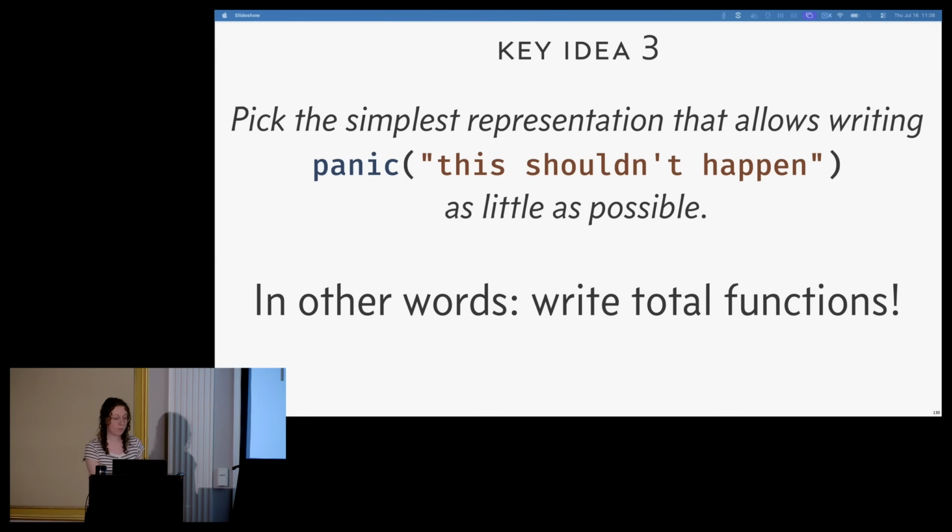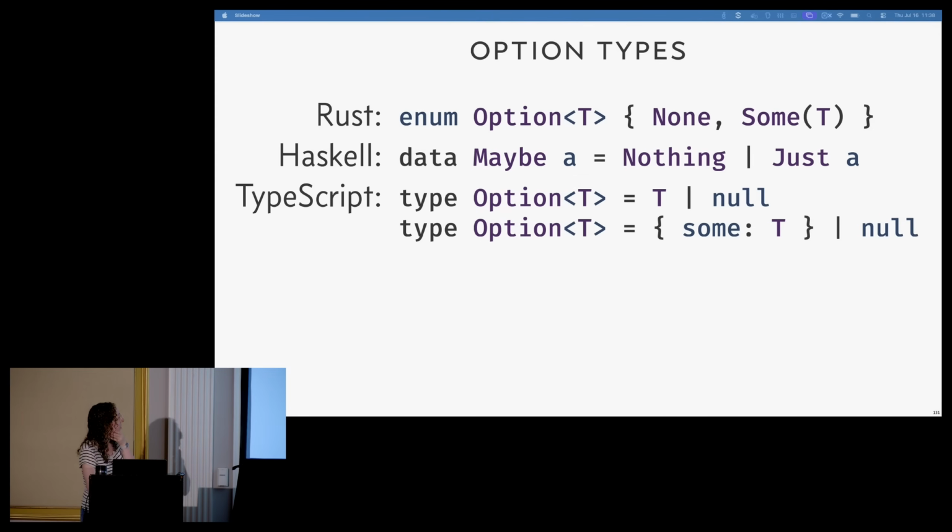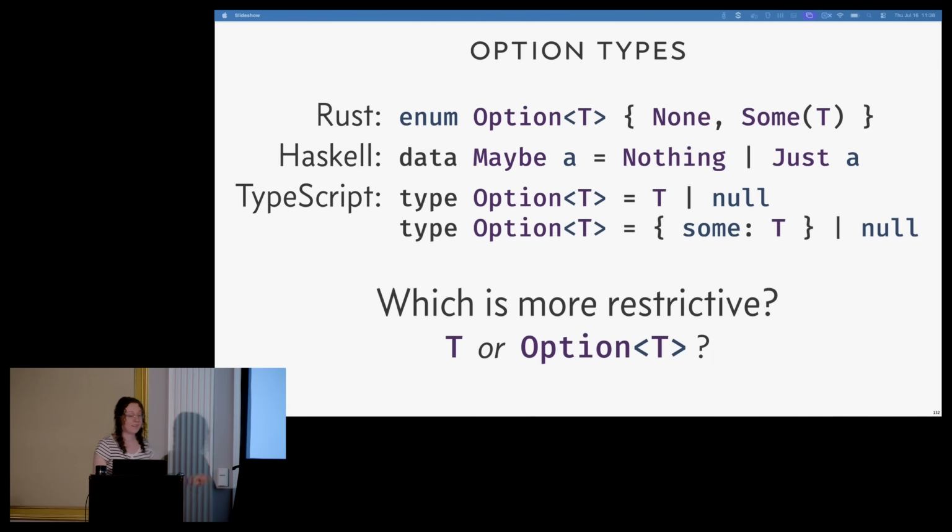Now, one additional example that I want to walk through here is option types. So option types are really great, and even in TypeScript, you can kind of have option types. They don't really use option types in the traditional sense usually, but the point is that there's just some way in the type system of tracking optionality. And I think a question that I'm not sure very many people I know have a compelling answer to is, which is more restrictive, just some value t or option of t?